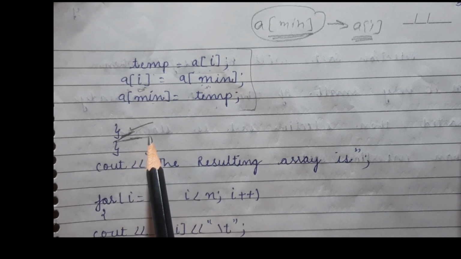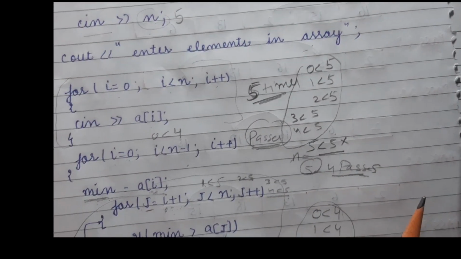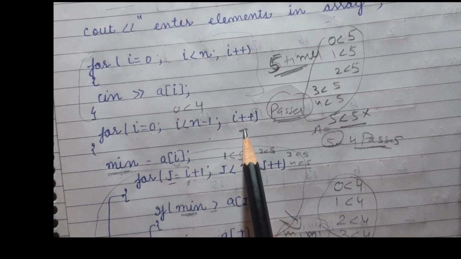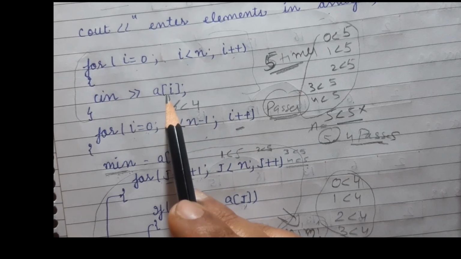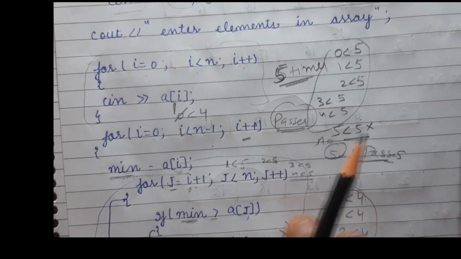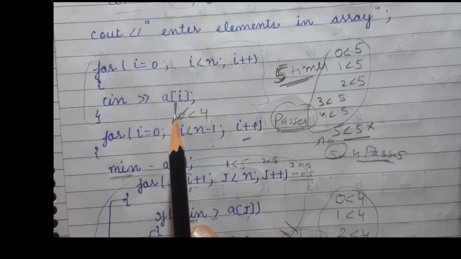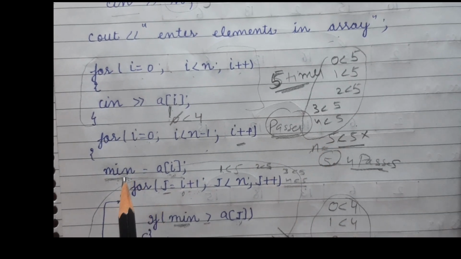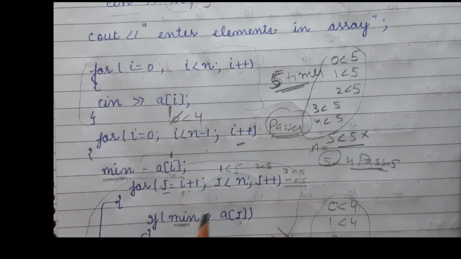Now before closing this outer loop, what will happen? Before completing this outer for loop, this i is incremented. So now i becomes 1. Now pass second is executed, pass second is started. Now again, in this minimum, which element goes? In this, a of 1 will go. Now the first element is placed at the right position.